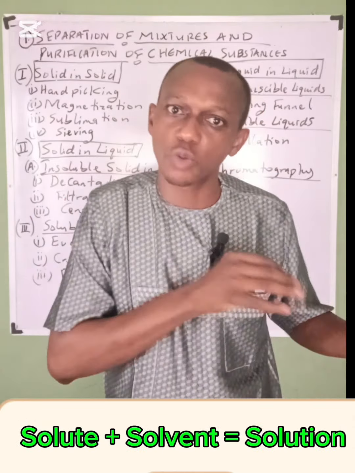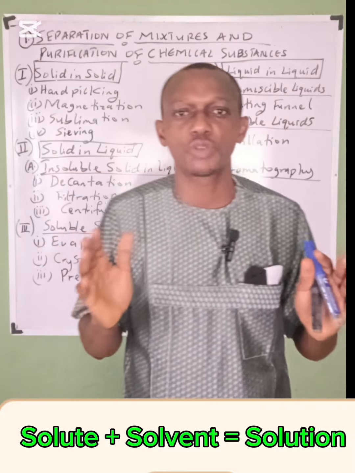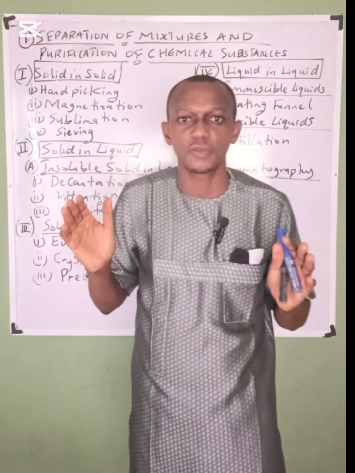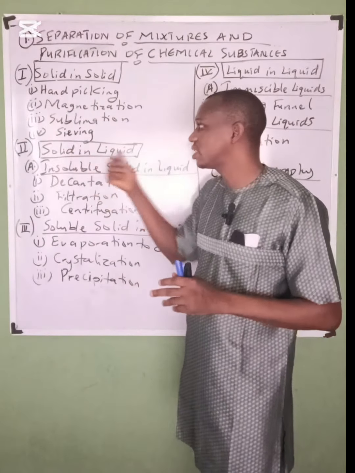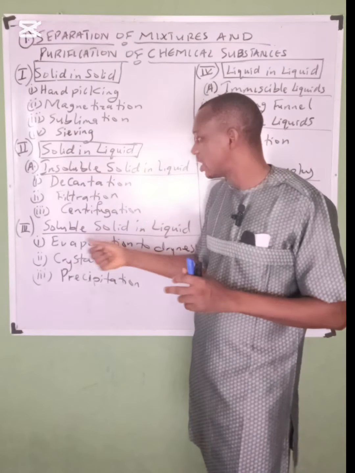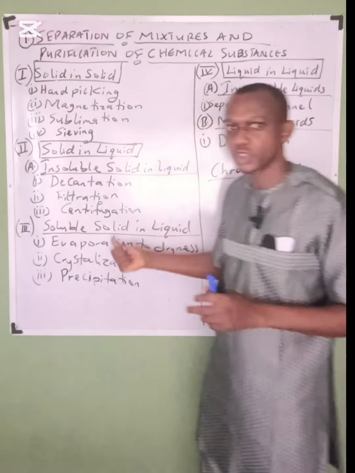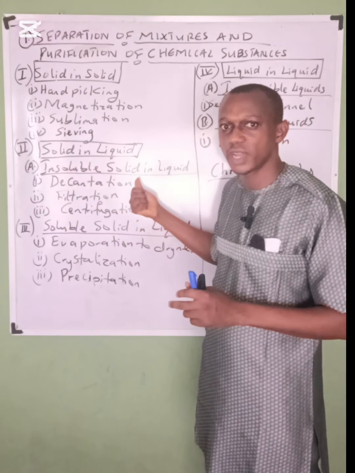Solute plus solvent gives us what? Solution. Now they will not give us a true solution, some of them will not dissolve. How do we now separate such? That's what we bring about, because out of solid in liquid, we have insoluble solid in liquid, and we have soluble solid in liquid. But talking about insoluble solid in liquid, how do we handle that?